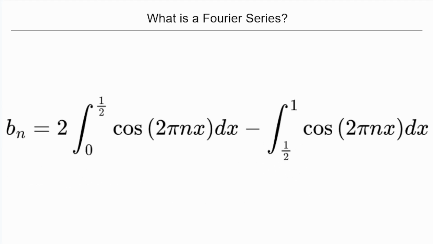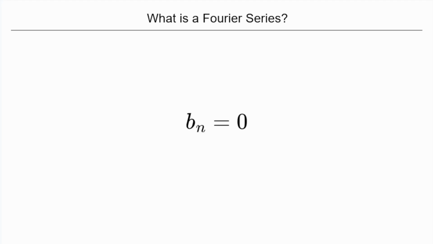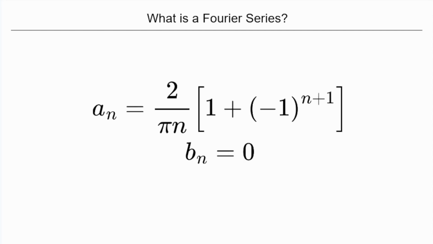Now let's do b_n. Simply plugging in the formula, we get this. And then we can solve these integrals. Sine of pi n will always be 0. Sine of 2 pi n is always 0 as well. So this whole term is just 0. All of the b_n's are 0. So we get this for our coefficients.